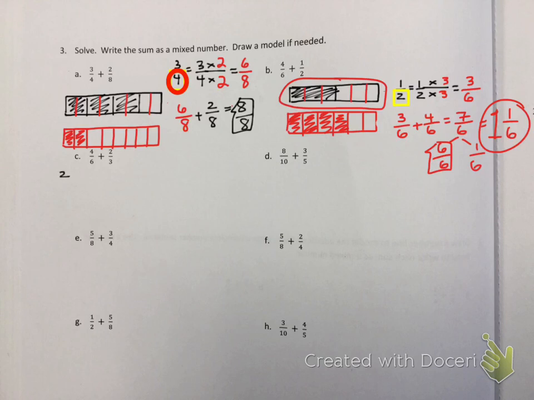I have 2/3 here, and I have 4/6. And I can easily see that I'm going to have to make this third into sixths. Well, how do I do that? Well, I am going to multiply by 2 to do it. Boom. And now my fraction has changed. Now my fraction is from 2/3, and now it's 4/6.